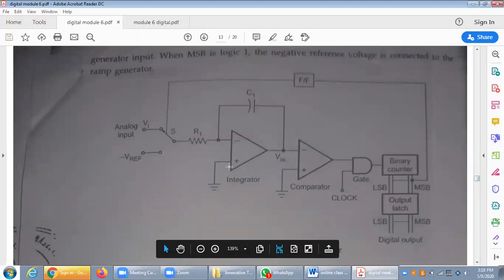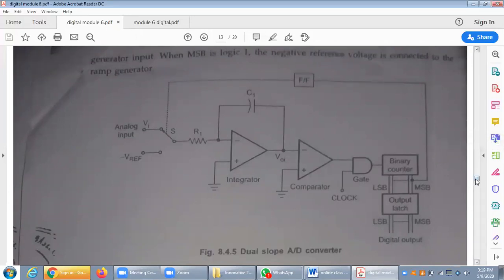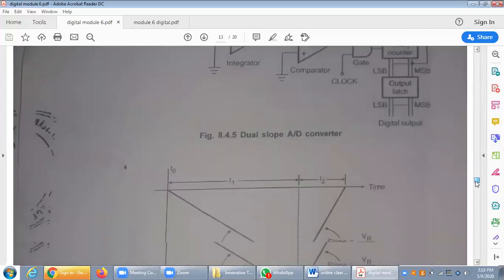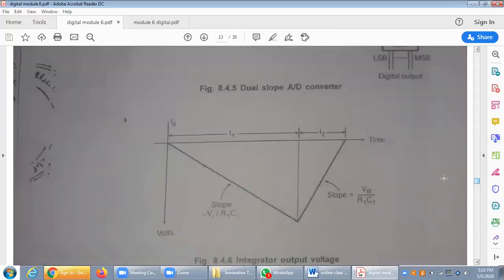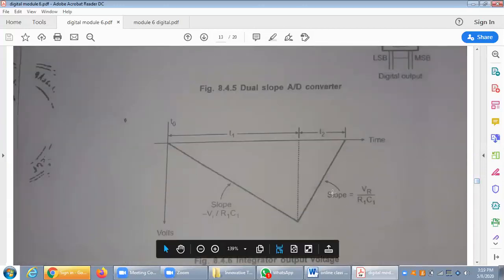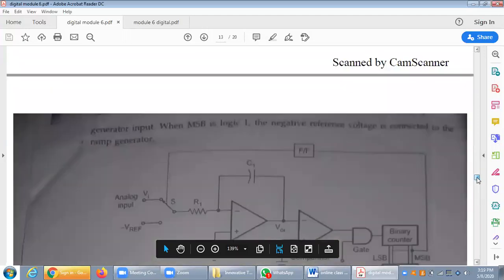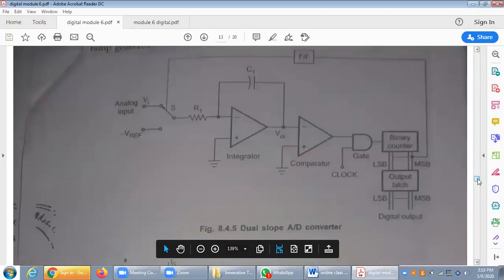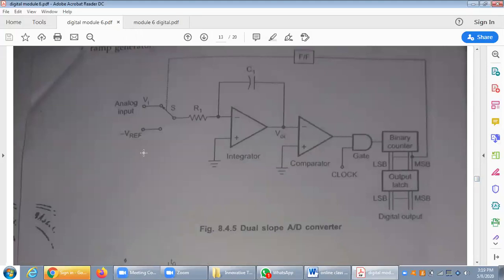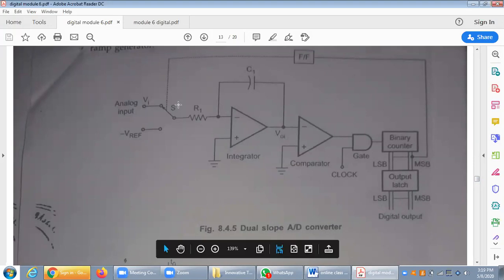The first part is the integrator. Integrator is nothing but a ramp generator. Another name for integrator is ramp generator. It will generate either a positive slope ramp or a negative slope ramp. If the input voltage is positive, it will create a negative slope. If it is negative, it will create a positive slope. So this is nothing but a ramp generator.